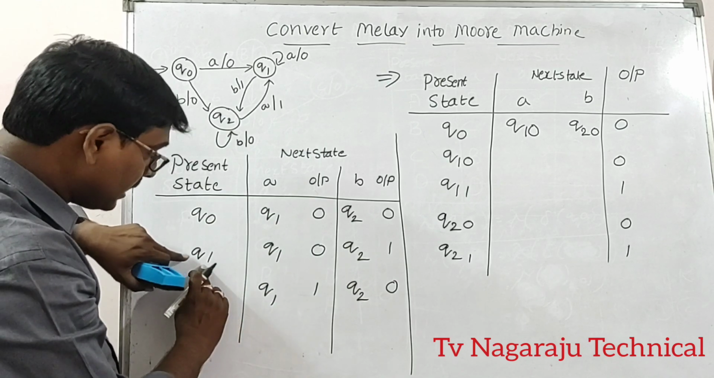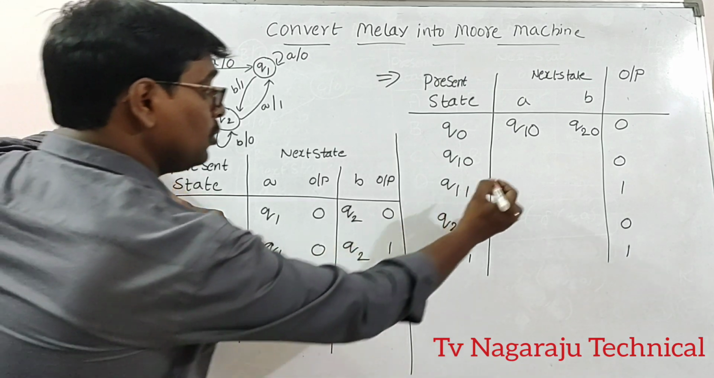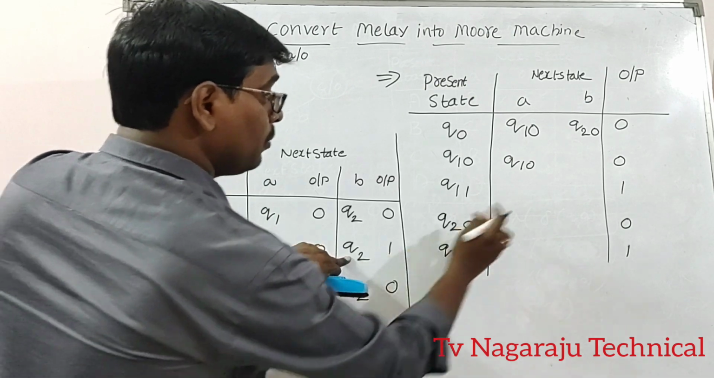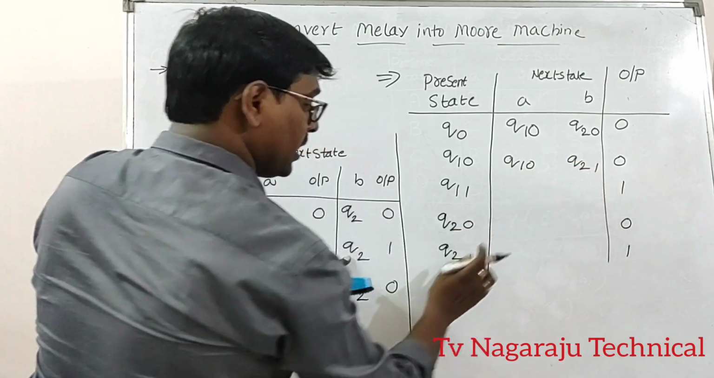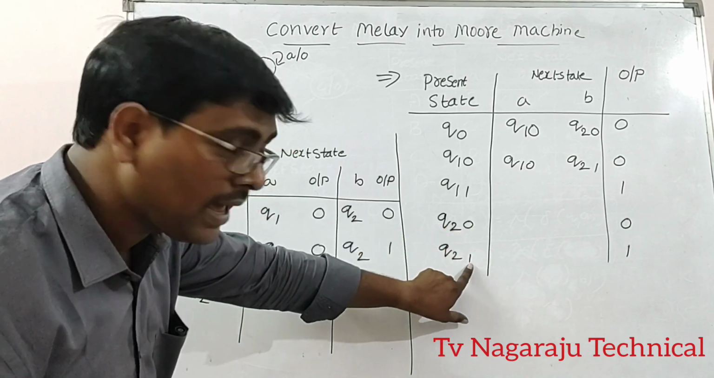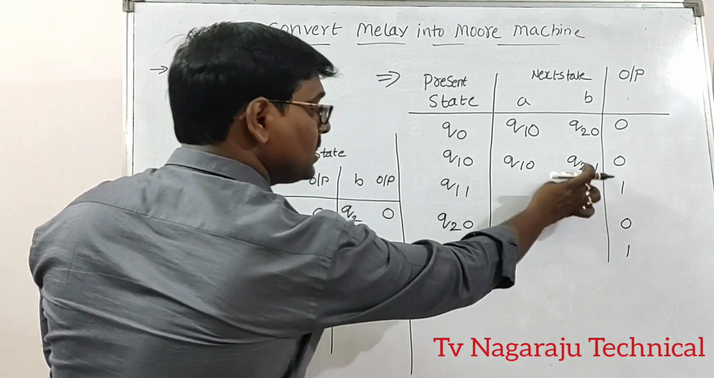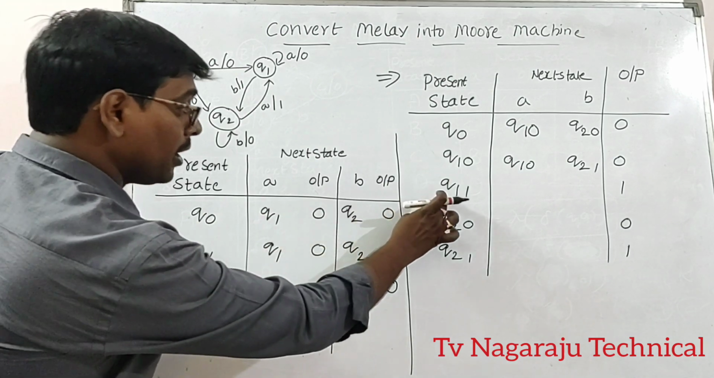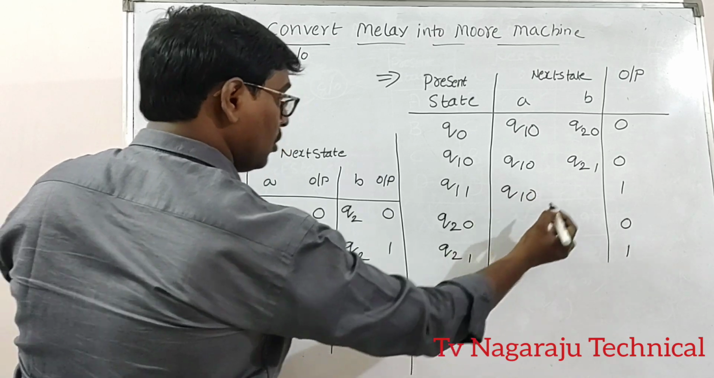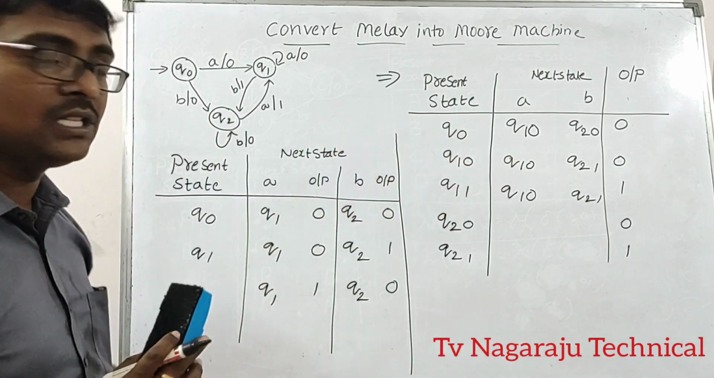Q10, that is the same Q1, Q2. So Q1 with output 0 is Q10, and Q2 with output 1 is Q21. I think you got the point. The division is one with output 0, another one with output 1. Here Q2 with output 1 is available. That is the reason I wrote Q21. Now Q11. What happened? Q10, Q21. Both are the same, not modified. Only the output is changed.